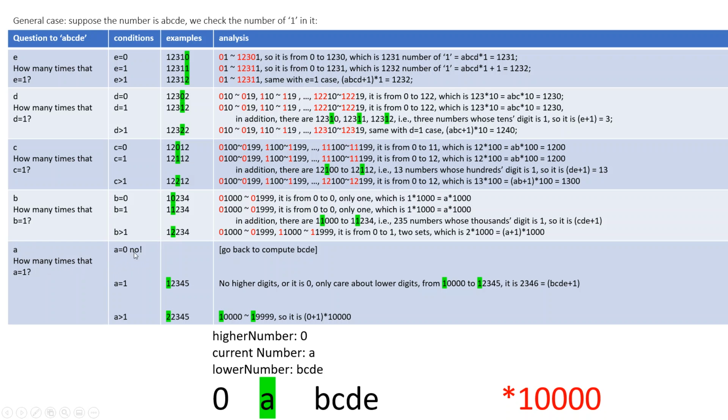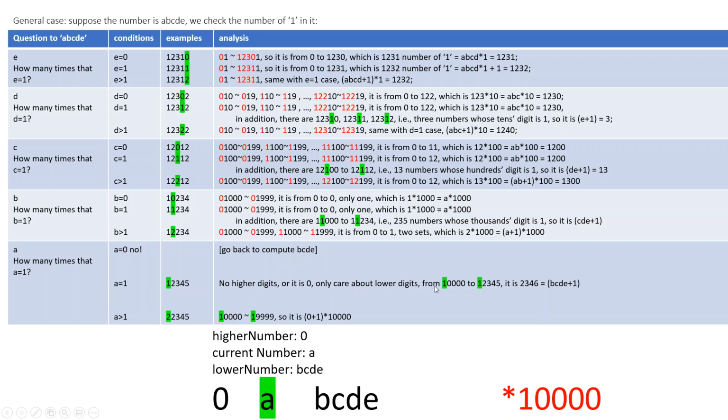How many numbers are included in this case, equal to or smaller than the input n? When A is 0 it is not possible, because we would like to ensure that it is a 5 digit number here. But if A is 0, we would ask about the BCDE case, right? We already discussed the BCDE case. So we just skip this case and look at how about A equal to 1. Suppose our input is 12345. It does not have any higher digit, right? It's 0. So we only need to care about the lower digits.